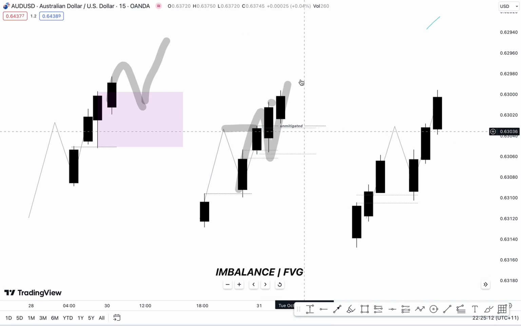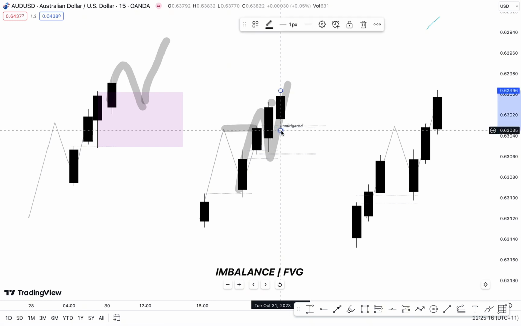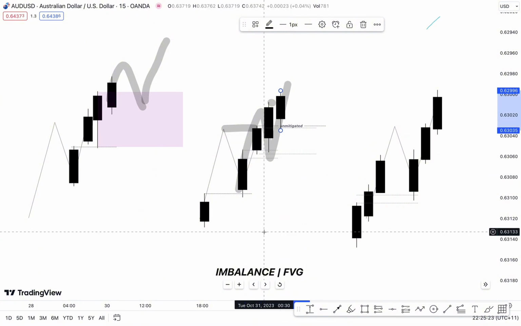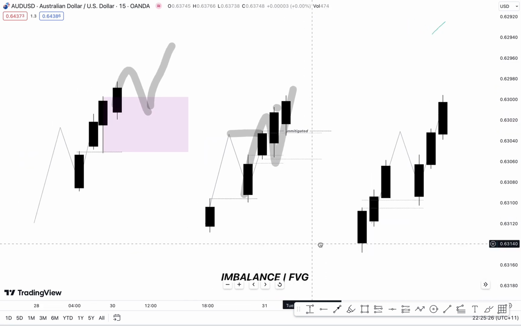So in the future, what do you want to see? You want to see price tap into this zone, right? You can equally take a buy entry here based on single candlestick mitigation entry, right? So it's very simple to understand, guys.